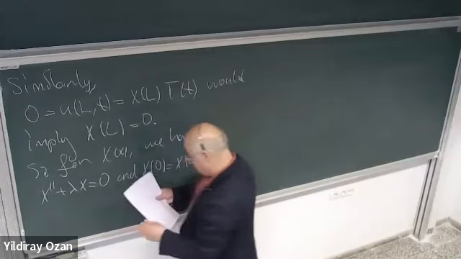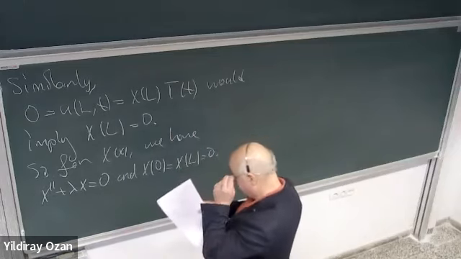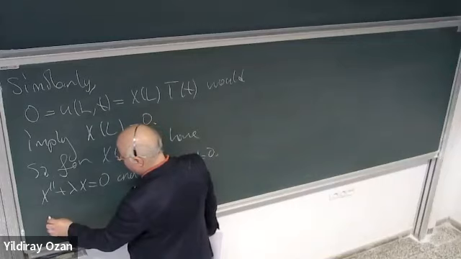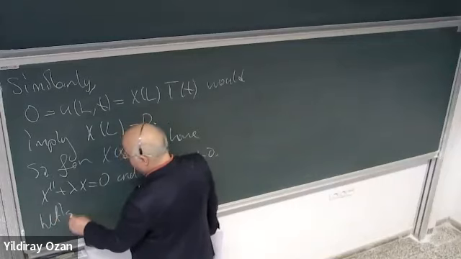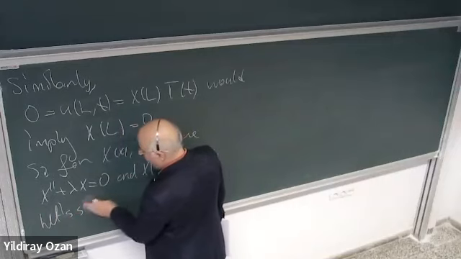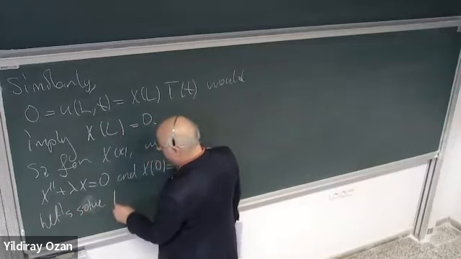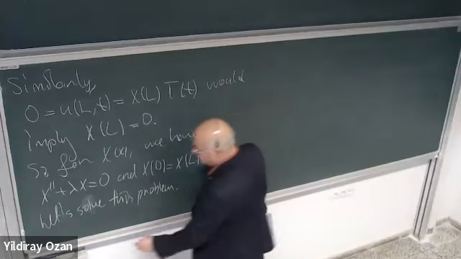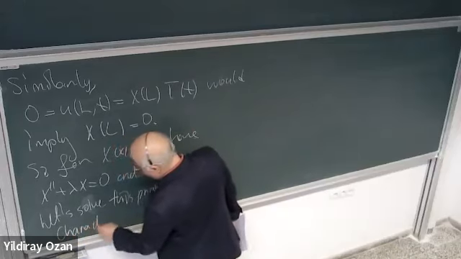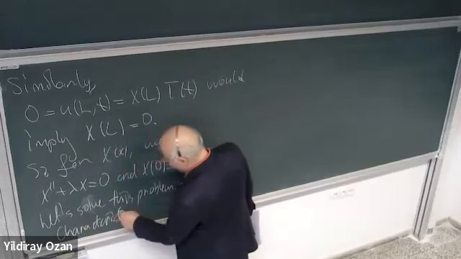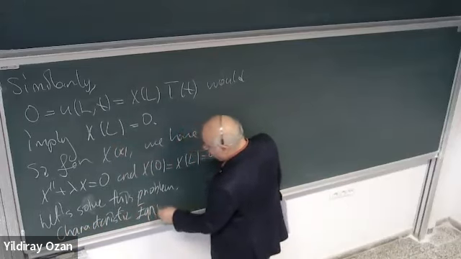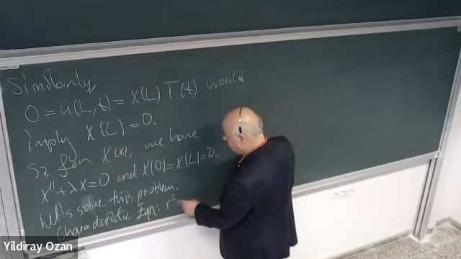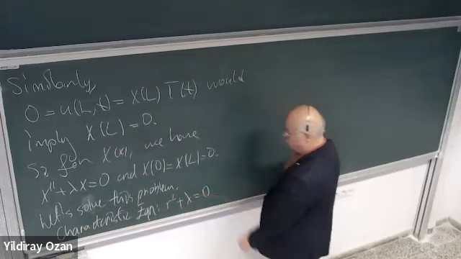Well, we have a second order equation, so let's solve this problem. We write down its characteristic equation. It's a constant coefficient equation, and the characteristic equation is just r squared plus lambda equals 0, right?